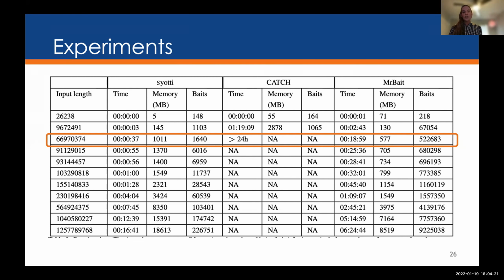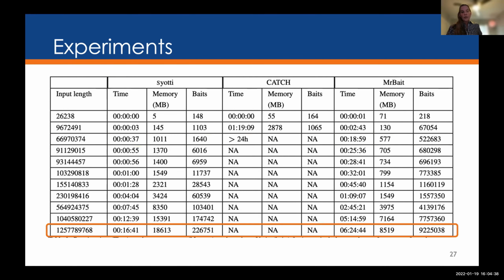So Catch was only able to successfully run on approximately 8% of the data. After that, the running time became too prohibitive. Mr. Bait was able to successfully run on all the input.